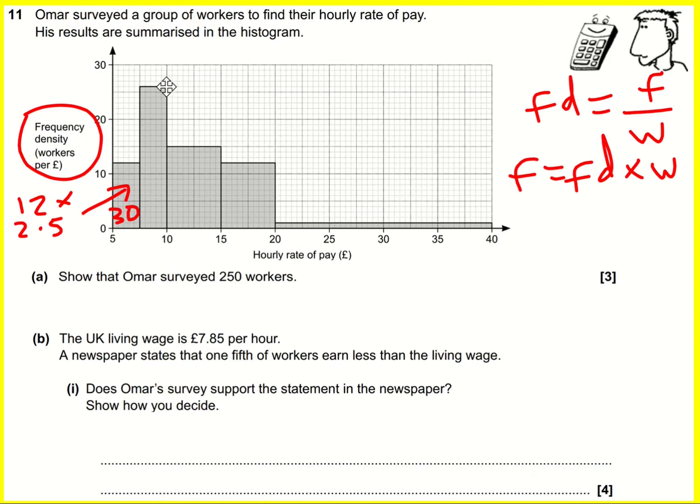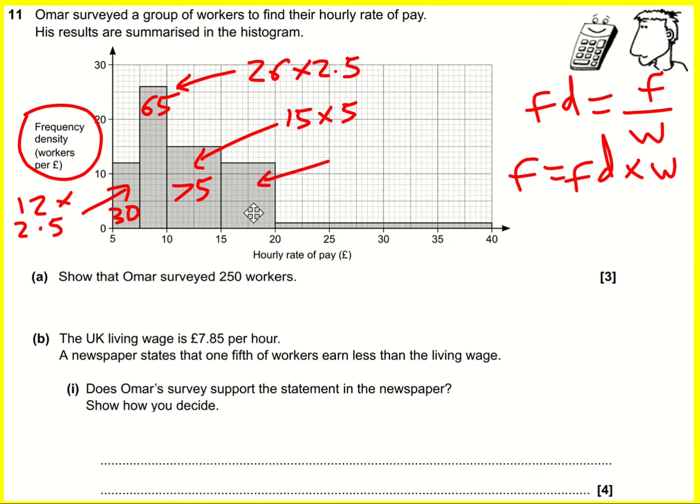Here I'm going to have 26 times 2.5, and that's going to give me 52 plus 13, 65. Over here, okay, now I've got a nicer width. It's going to be 15 times 5. It's going to be 75. Here, I've again got a width of 5. It's going up to 12, so it's going to be 12 times 5, 60.